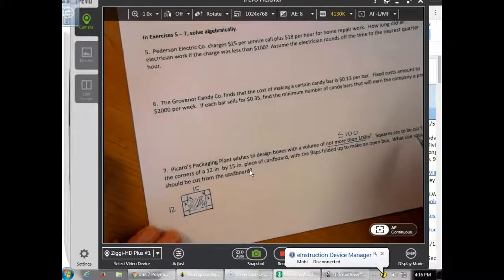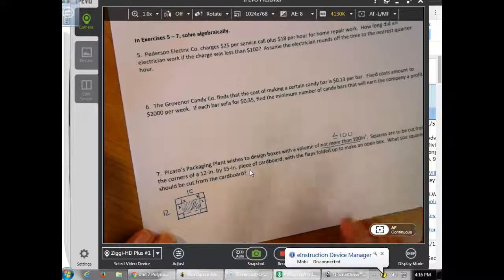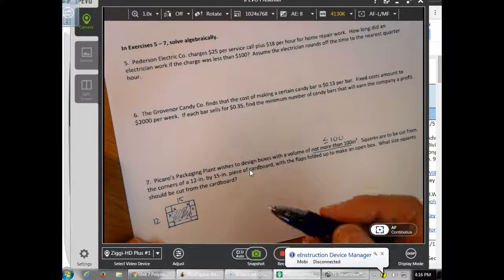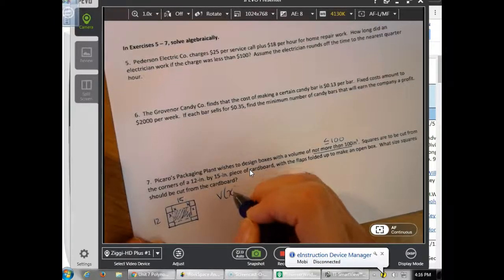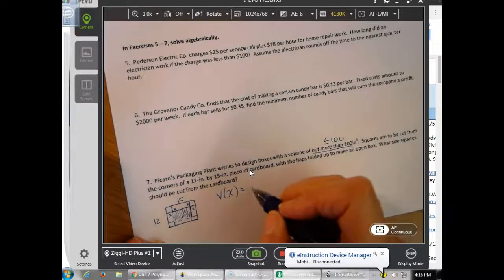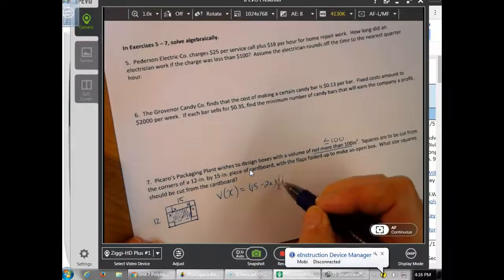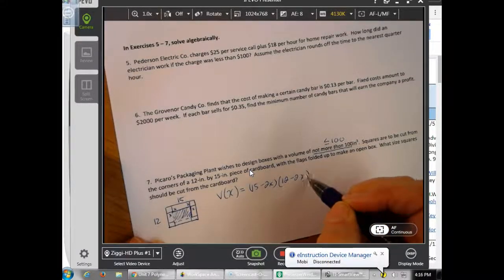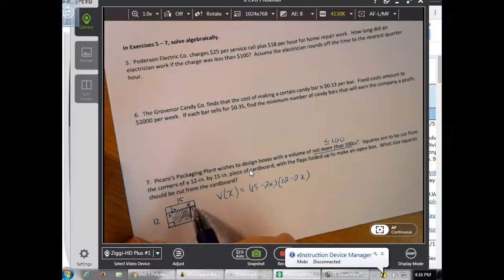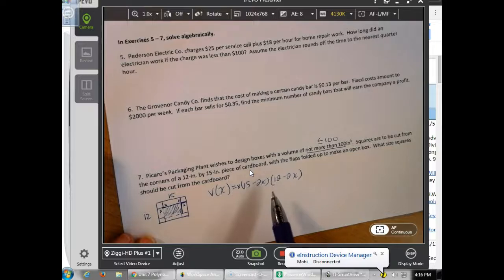So what size squares should be cut from the cardboard? And here's the thing, I want my volume to be less than or equal to 100. So first I'll write the volume based on x. So remember that I need a length, a width, and then a height. So my length here is going to be 15 minus 2x. My width here is 12 minus 2x. And then, of course, I have the height of the little flap that gets folded, which is x. I'm going to stick that out front. So that's my function for volume.